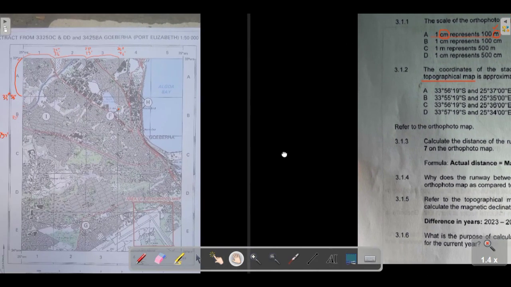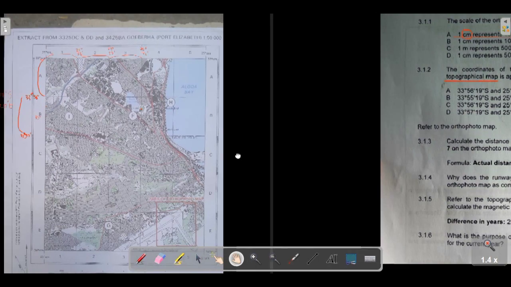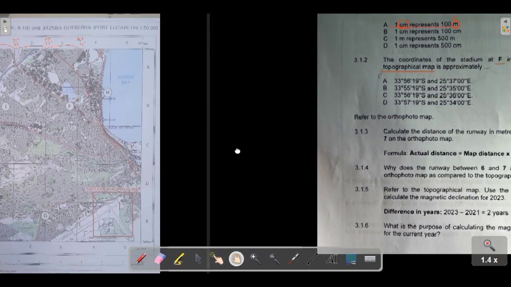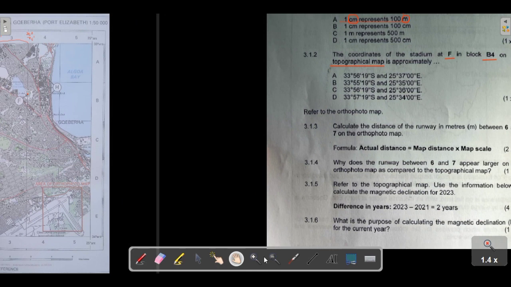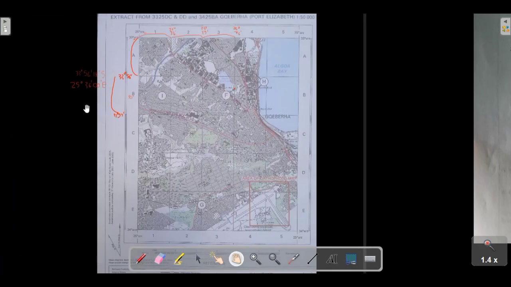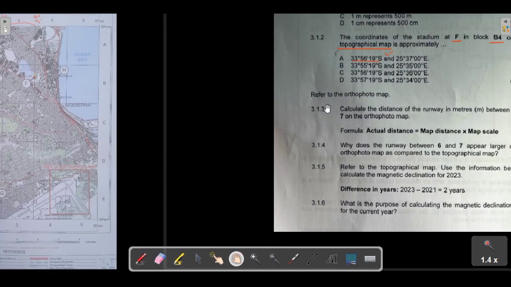Okay, so we do have A, which is 33 degrees 56 minutes 19 seconds. I'm quite close actually, so it's actually 19. That's quite close, so this is correct. For this part the latitude is correct. And then the longitude part says 25 degrees 37 minutes, whereas we have 36 minutes. So it's not 37, guys, it's 36 actually. So this is the incorrect part, the longitude.